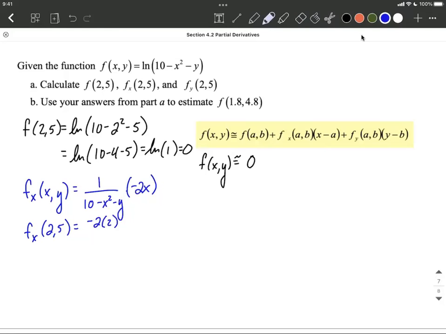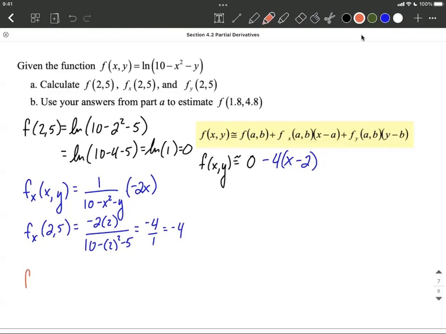I'm going to put that part in the numerator, over 10 minus 2 squared minus 5. That denominator is going to work out the same as it did up above. So we're going to get negative 4 over 1 is negative 4. So that's going to get filled in right here for our partial derivative evaluated at a, b, in our case, 2, 5. Next, that gets multiplied by x minus our value for a we said was 2.